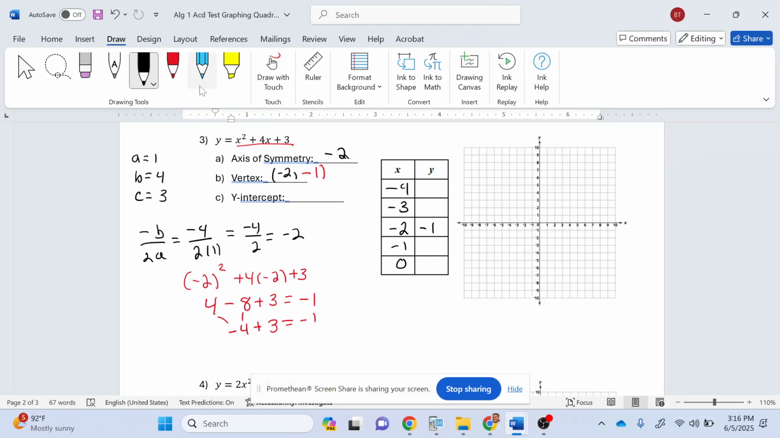Oh, I'm sorry, the y-intercept. The y-intercept is just your c value. So it's going to be 0, comma 3. If you wrote just 3, you would be correct. In a multiple choice, it probably will look like 0, comma 3.